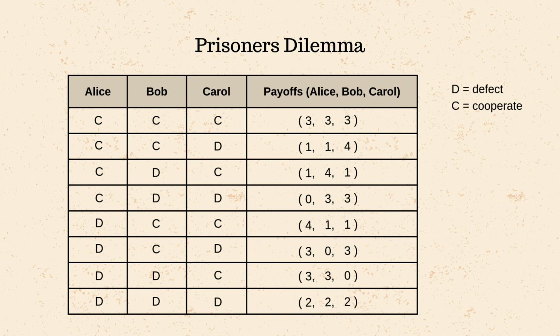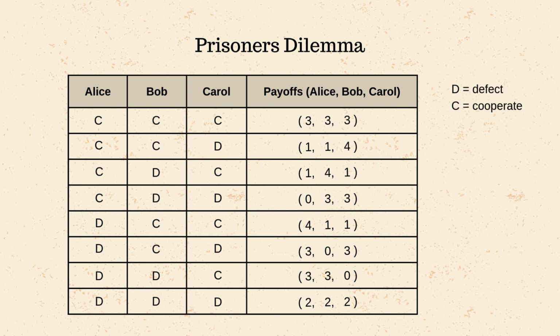With this payoff matrix, we can see that if Alice, Bob, and Carol all cooperate, each of them will get 3 as their payoff. Meanwhile, when Alice and Bob cooperate while Carol defects, Alice and Bob will get 1 while Carol gets 4. If you have any questions, feel free to ask in the comment section.